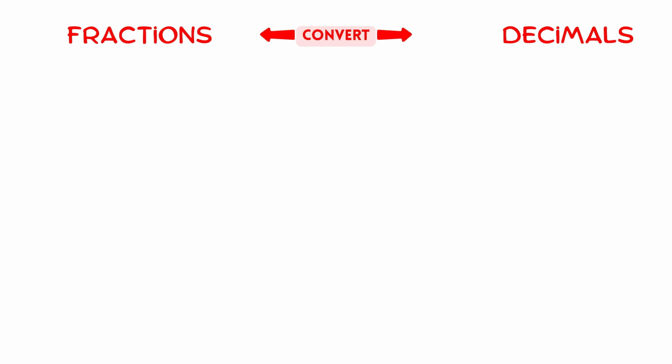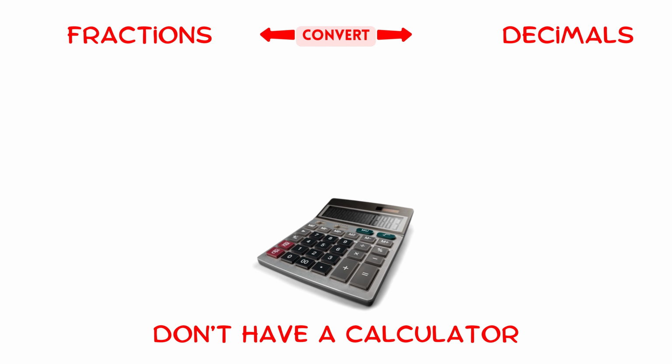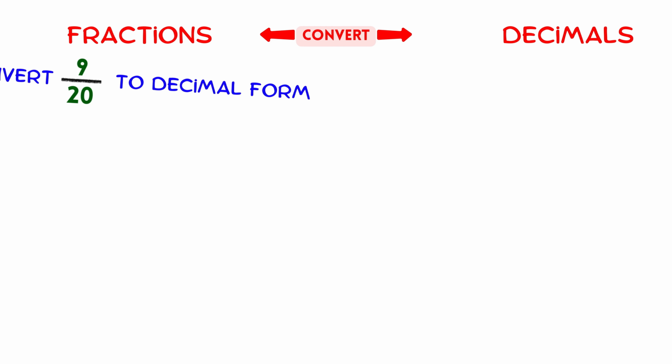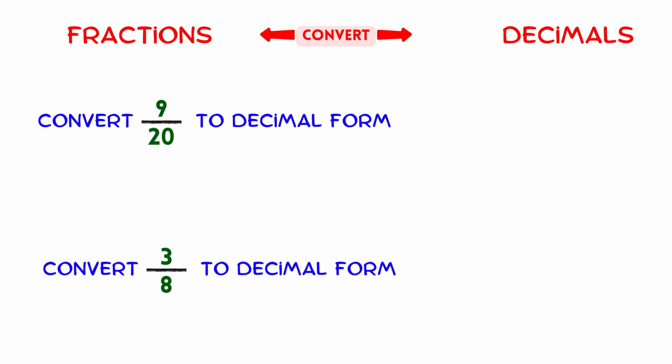In this video, we're going to cover how you convert fractions into decimals, and we'll pretend that you don't have a calculator. Now, converting fractions into decimal form is usually really easy because a fraction line just means divided, so all we have to do is divide the numerator by the denominator.